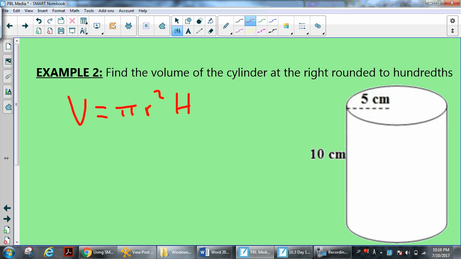times the height. If we look at this cylinder, our radius going from the center of the circle to a point on the circle is 5 centimeters. So we can plug that in for the radius, and our height is really going to be the distance between our 2 circle bases. So here's our radius, here's our height. Let's plug that into the formula.